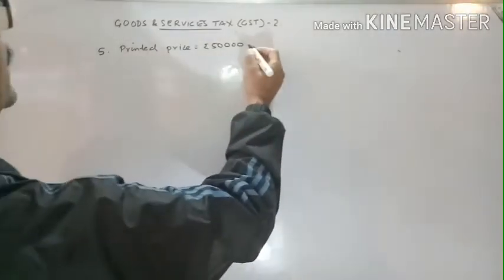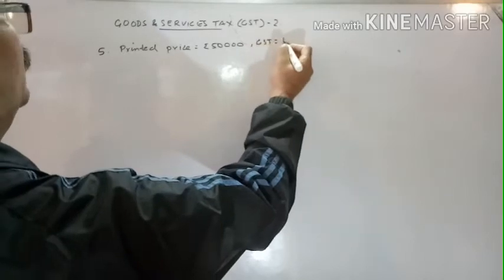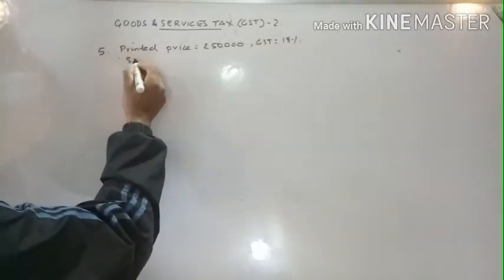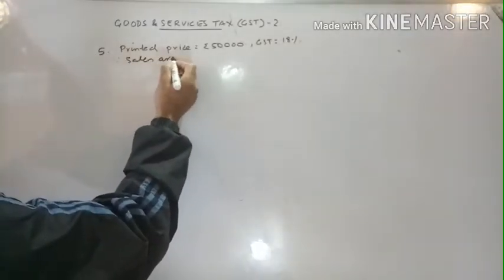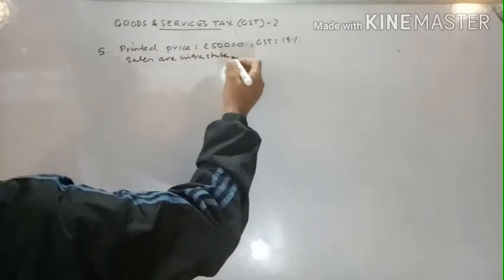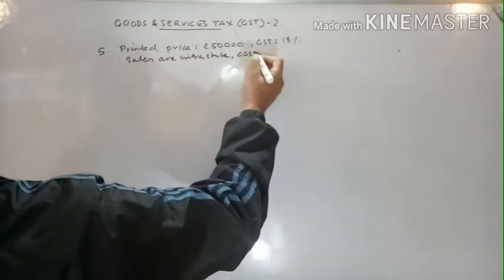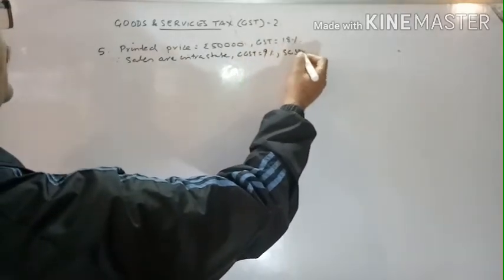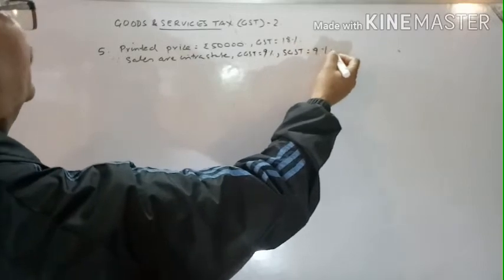Now GST is equal to 18%. Now sales are intra-state. Since sales are intra-state, CGST equals 9% and SGST is also 9%.